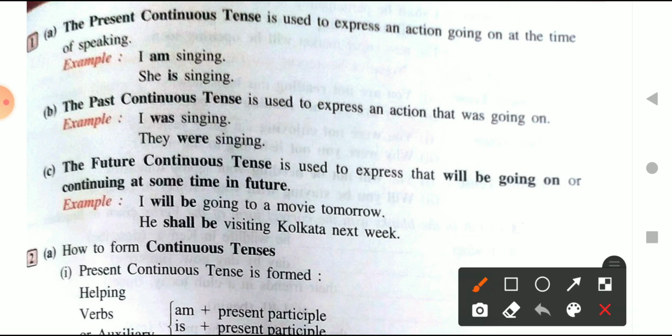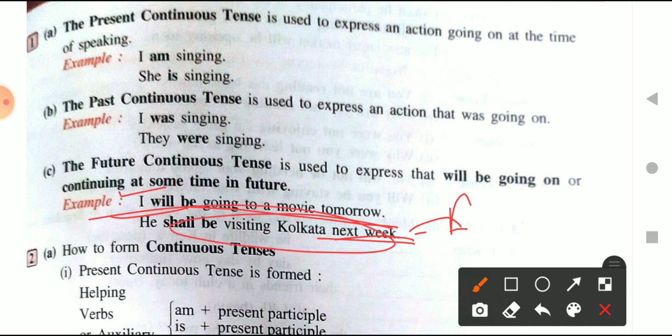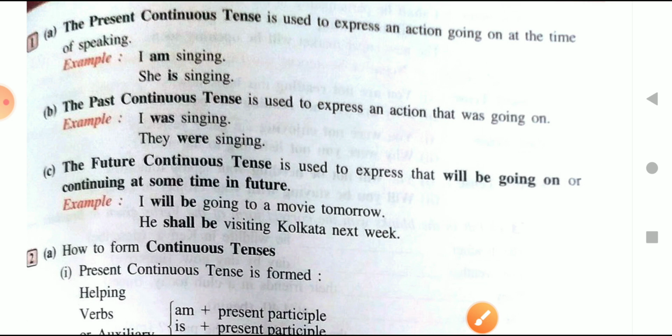Let's see examples, children. I will be going to a movie tomorrow. It means that the speaker is going to go to the movie tomorrow. Then we have, he shall be visiting Kolkata next week. This action is happening when? Next week. By next week you can understand it is a future action. So what is the action here? Visiting Kolkata, right? Now you have seen present continuous, past continuous and future continuous.